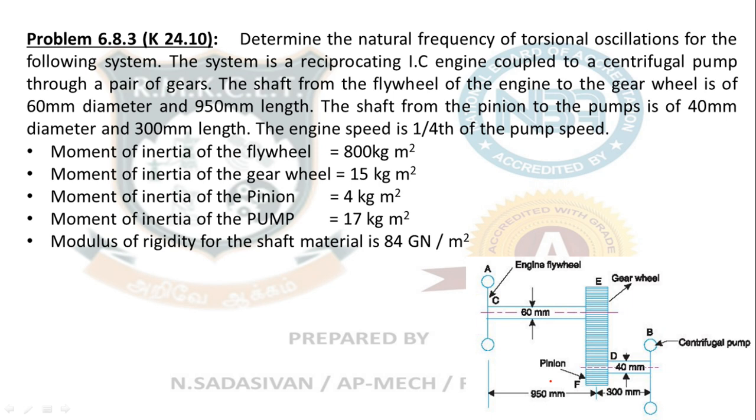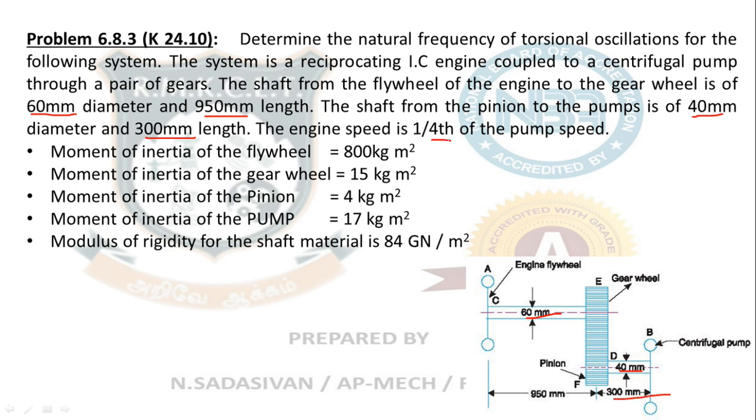Determine the natural frequency of torsional oscillation for the following system. The system is a reciprocating IC engine coupled to a centrifugal pump through a pair of gears. The shaft from the flywheel of the engine to the gear wheel is of diameter 60 millimeter. The driving gear shaft length is 950. The shaft from the pinion to the pump is 40 diameter and 300 mm length.